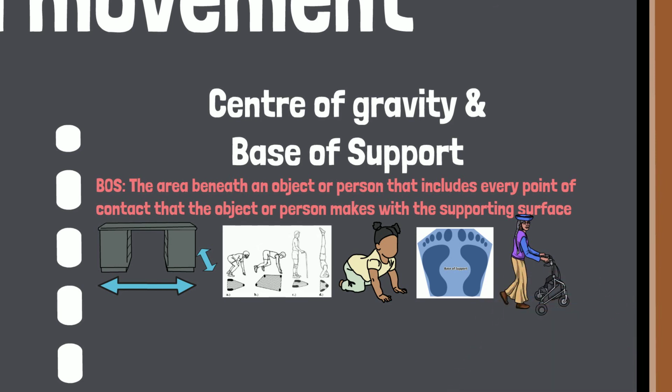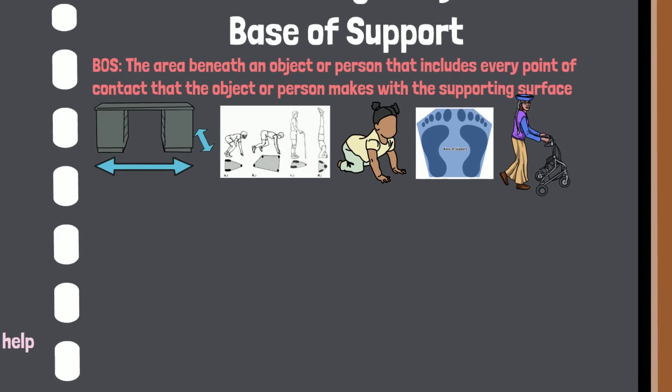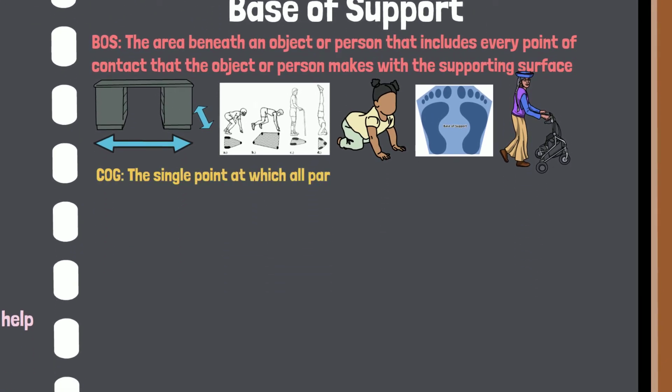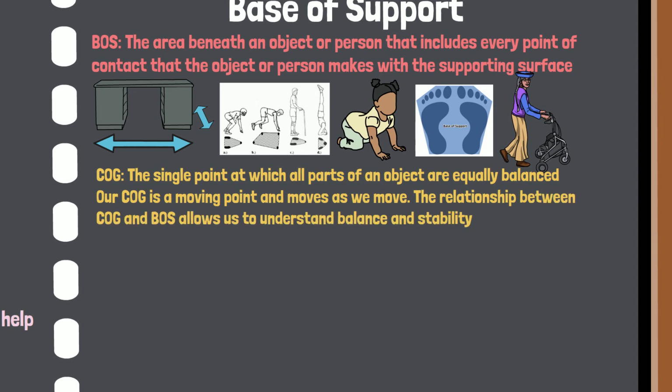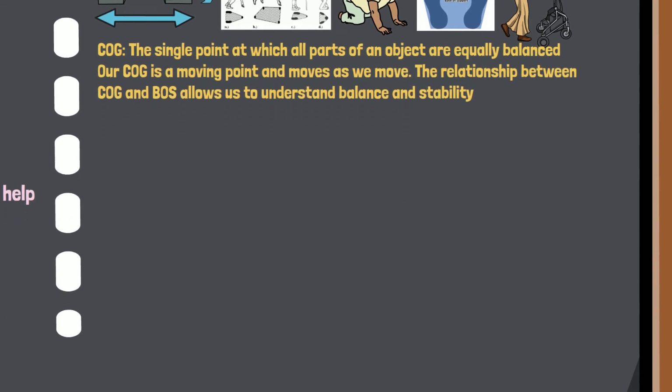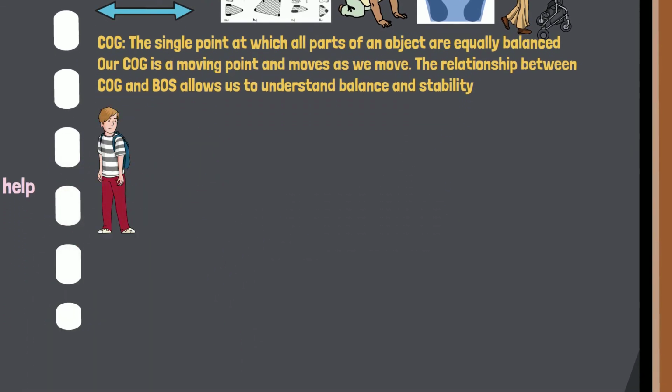Moving on to center of gravity. Center of gravity is the single point at which all parts of an object are equally balanced. Our center of gravity is a moving point and moves as we move. The relationship between center of gravity and base of support allows us to understand balance and stability. When you are standing at rest, your center of gravity is roundabout your navel area. If you lift your arms and displace some of your mass upward, your center of gravity will move slightly upward. And if you lower yourself and increase your base of support, your center of gravity is much lower. We'll come back to how that influences stability.